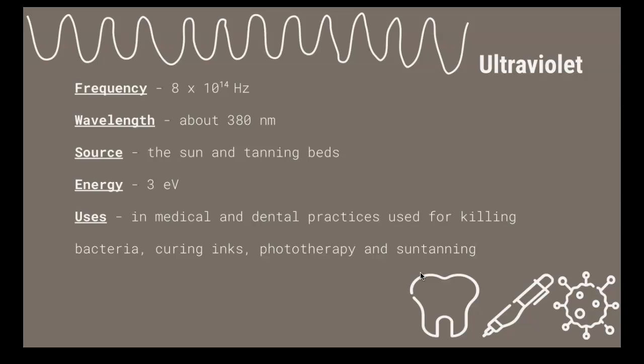But we use ultraviolet light sometimes in medical or dental practices, where they're killing bacteria. Sometimes they use it to cure ink. Sometimes they use it in something called phototherapy, or if you're sun tanning outside, that is the radiation that you're absorbing into your skin in order to get tanned, which also helps you make vitamin D.